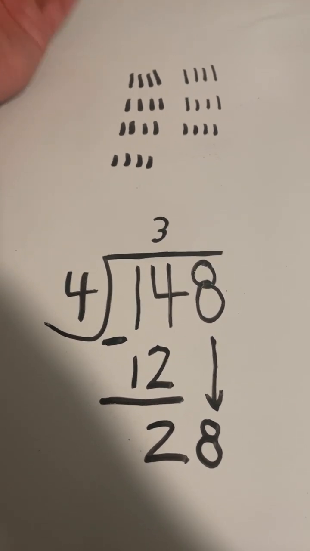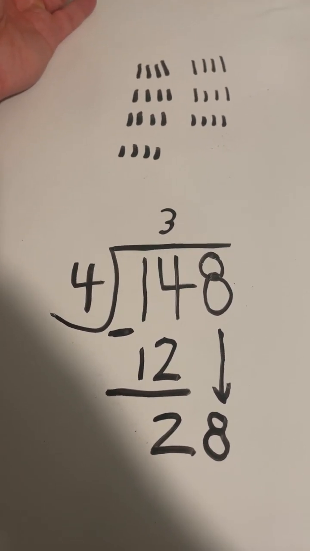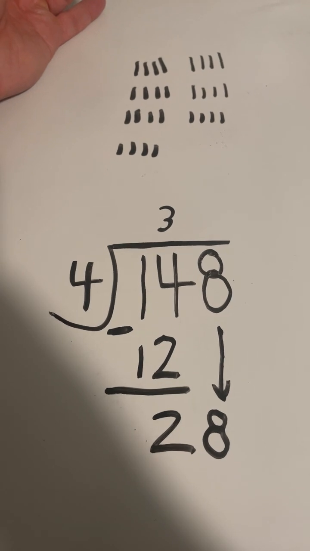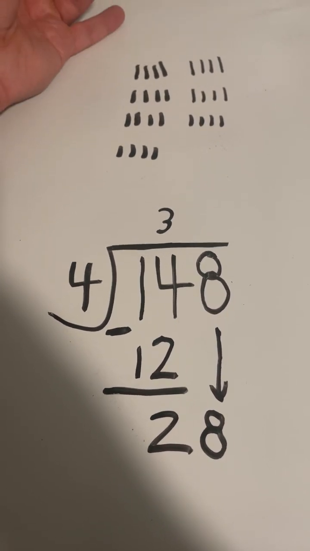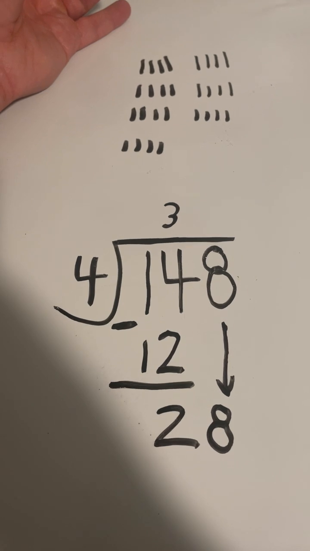When you make your groups, try to space them out as much as possible. If you have them right on top of each other, very easy to miscount. I could have even probably separated these groups a little more.